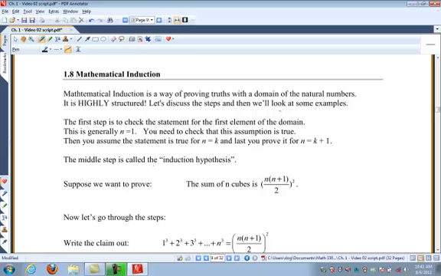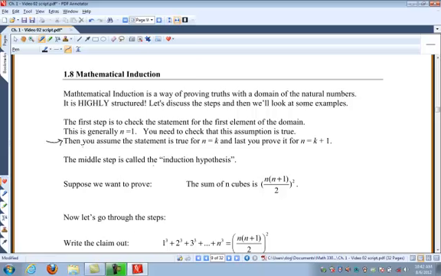Some are in the book, and some are not in the book. The first step is to check the statement for the first element of the domain. That's always n equals 1 unless the problem statement tells you otherwise. I have one of those where the problem statement tells you otherwise, so you can see one. So that's your first step. This is a very important step. Then you assume that the statement is true for some specific domain element k. And lastly, you prove it for n equals k plus 1, the next element in the sequence.